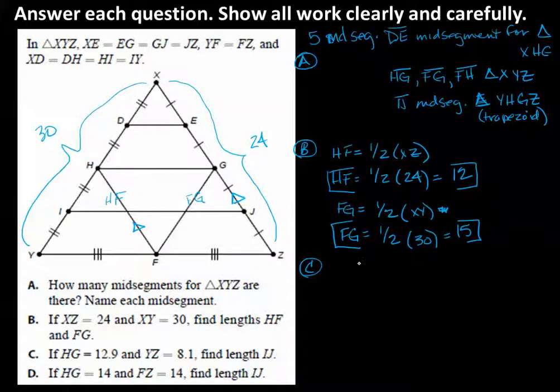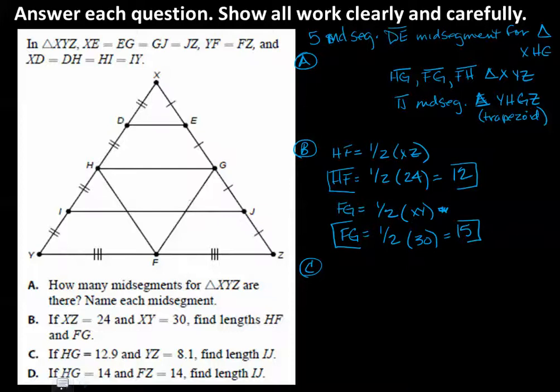Part C, let me erase all this so I can mark up some more, because I don't want us to get these confused with part B. Okay. This says HG is 12.9. There's HG. YZ is 8.1.